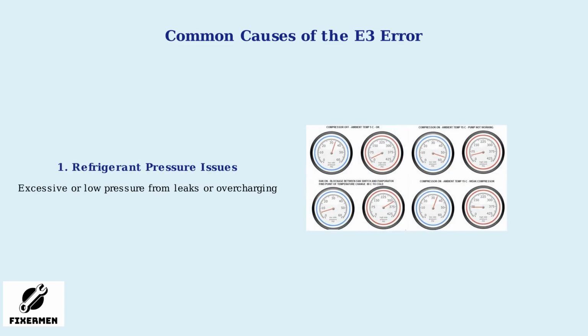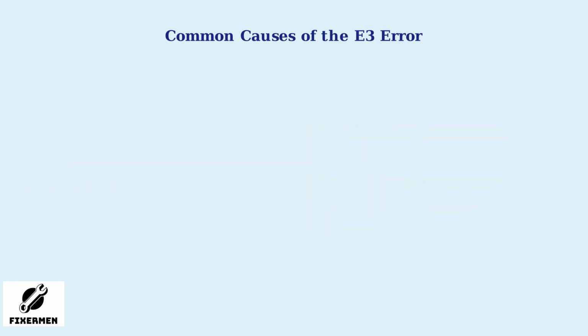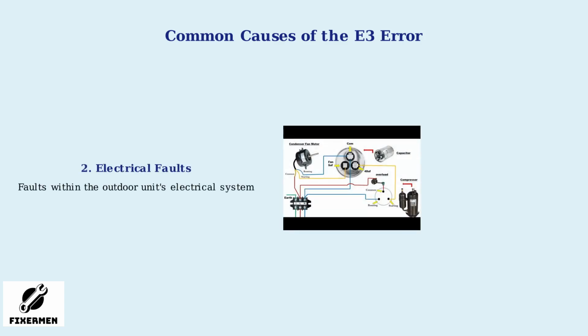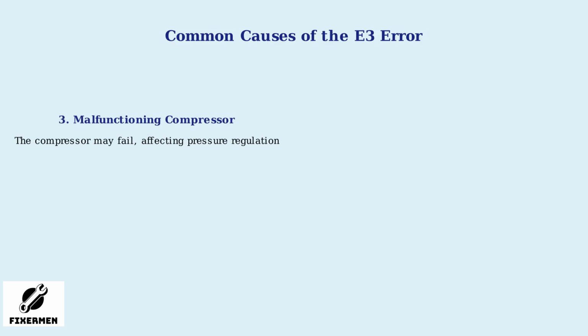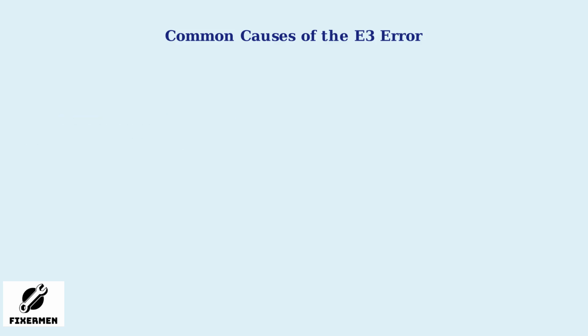Excessive or low refrigerant pressure often indicates leaks or overcharging, causing the system to shut down for safety. Electrical faults in the outdoor unit can trigger the E3 error, such as voltage irregularities or connection issues. A malfunctioning compressor can cause the E3 error by failing to regulate pressure properly.